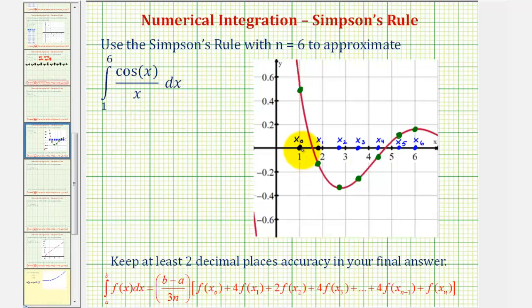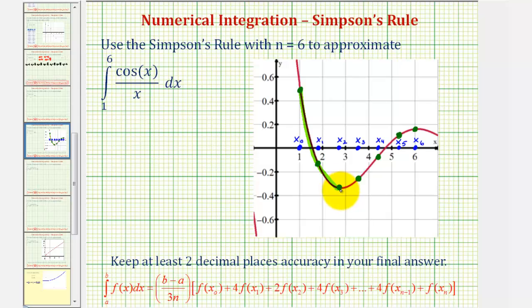So let's take a look at the graph of our function over these subintervals before we use our formula. So here's the interval from 1 to 6 divided up into our subintervals, x sub 0 through x sub 6. These green points would be the points that we would use to form the quadratic functions to make our estimate. So the first quadratic function, we would use the first 3 green points over the first 2 subintervals.